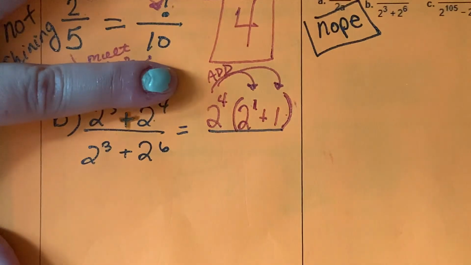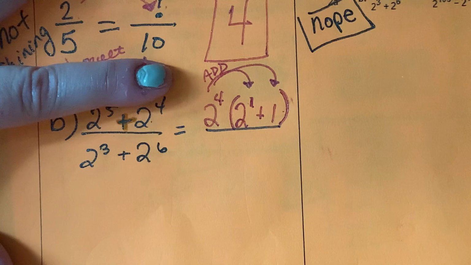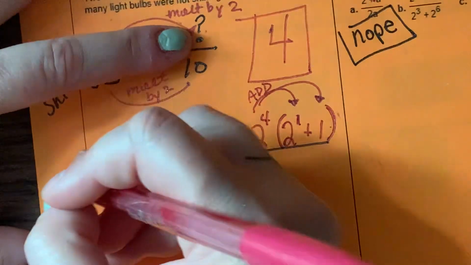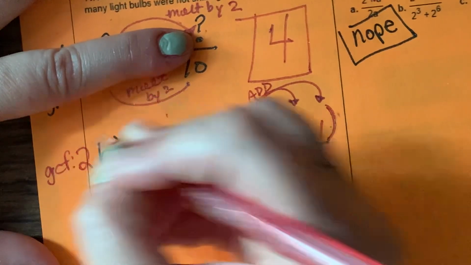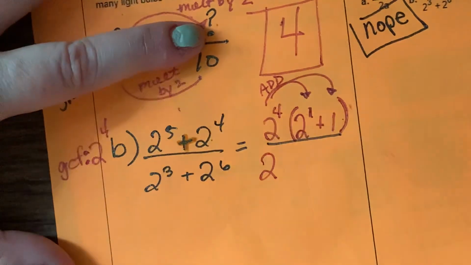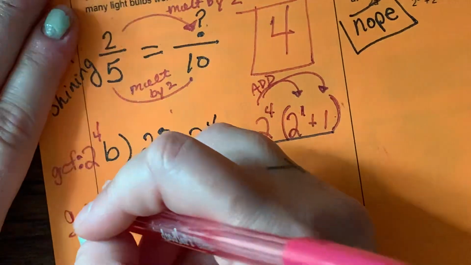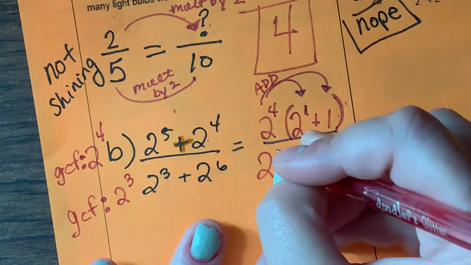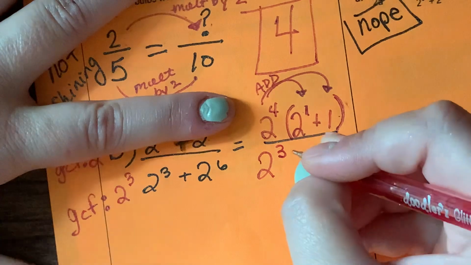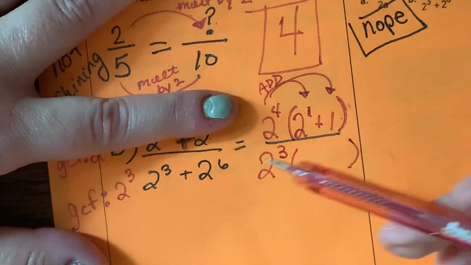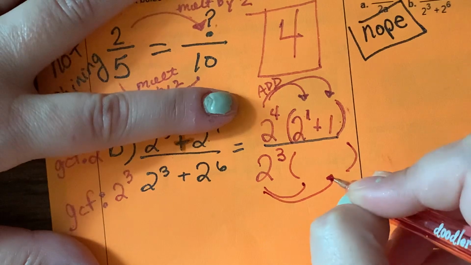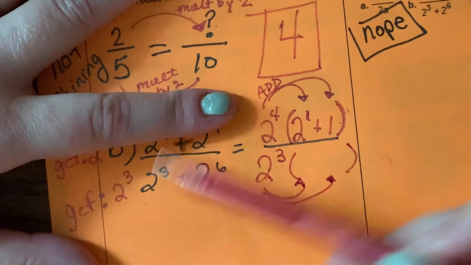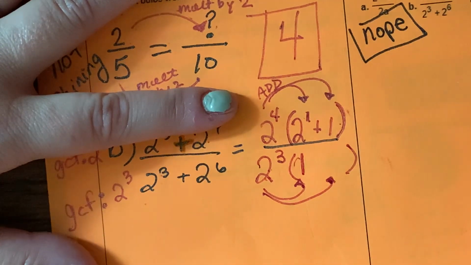Okay, so let's do the bottom. First, we're going to come up with the GCF. And the GCF is definitely a 2 because it's in both sides. So for the top, my GCF was 2 to the 4 because that's the lowest exponent. For the bottom, my GCF is 2 to the 3 because that's the lowest exponent. So I'm going to put 2 to the 3, open parentheses. What do I have to put inside so that when I multiply with 2 to the 3, I get 2 to the 3? Well, definitely a 1.